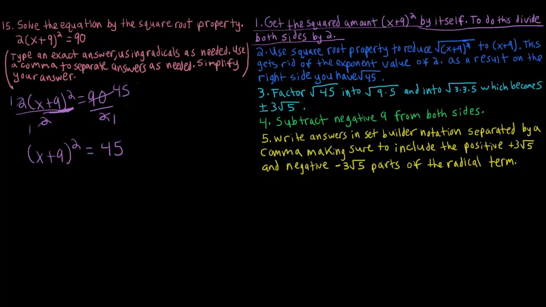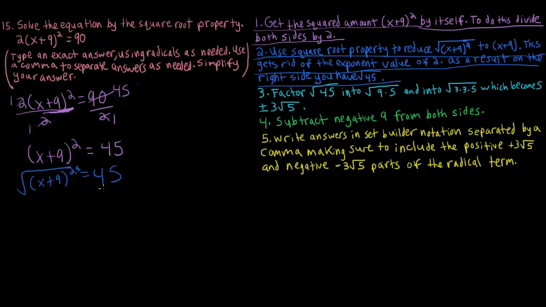And now for step 2, we want to use the square root property to reduce the square root of (x plus 9) squared to x plus 9. This gets rid of the exponent value of 2. As a result, on the right side you have the square root of 45. So using the square root property, if we have (x plus 9) squared equals 45, to get rid of this exponent value, we can take the square root of both sides, which gives us just x plus 9 equals the square root of 45.